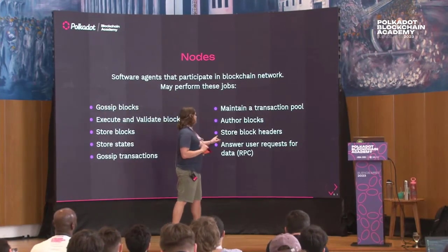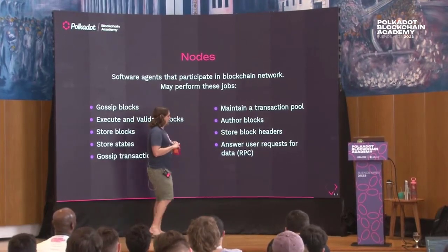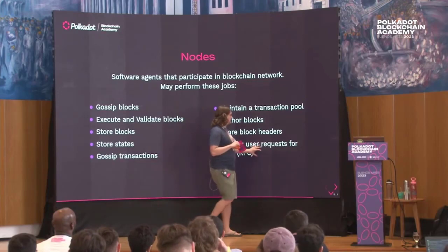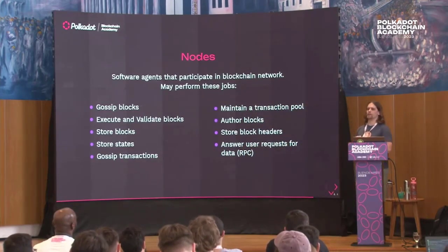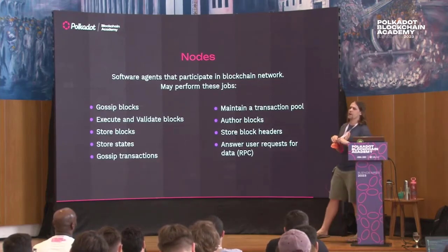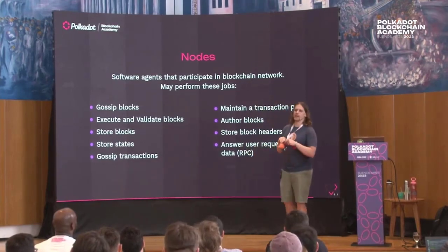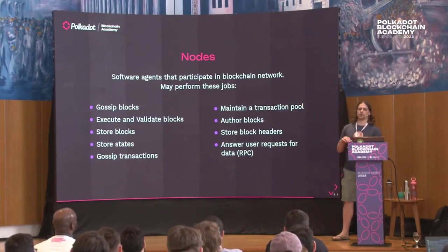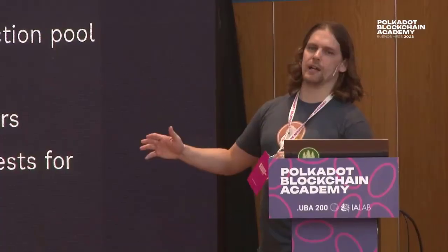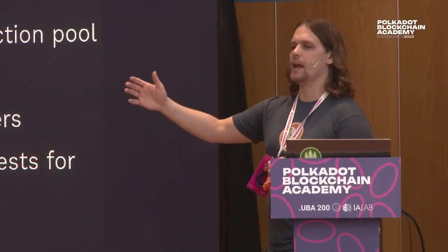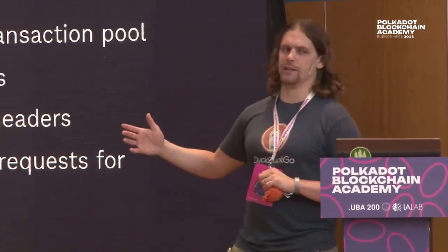Okay, another thing that a node might do is store block headers. Basically, every node does that. That probably should have come first on my list. And then the last one that a node might do is answer user requests for data. So every time you look at your blockchain wallet and you want to know what's my balance, or how long until I can breed this crypto kitty again, that's all data that's stored in the block state. And so your wallet is basically making an RPC call into some node saying, hey node, I'm interested in this particular piece of state. Can you please tell me what it is?